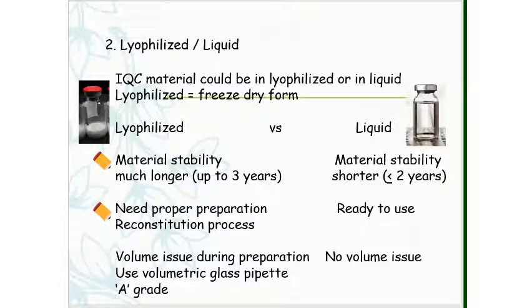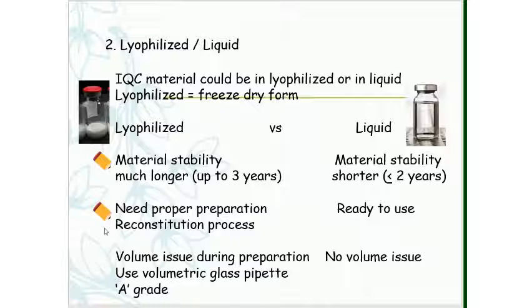Second, lyophilized or liquid. QC material could be in lyophilized or in liquid form. Lyophilized means freeze-dried form. So there are strengths and weaknesses of the lyophilized and liquid forms. For lyophilized, the material stability is much longer. It can be up to 3 years, while for the liquid form, the material stability is much shorter. It can be 2 years or less.